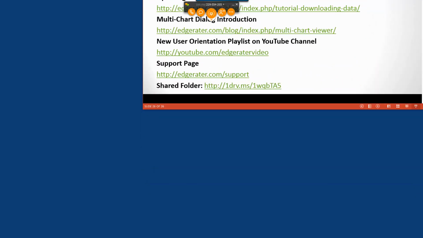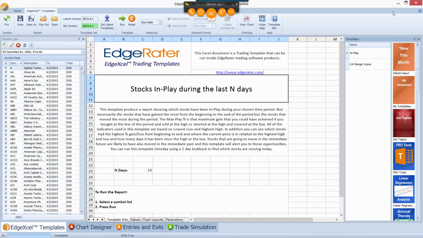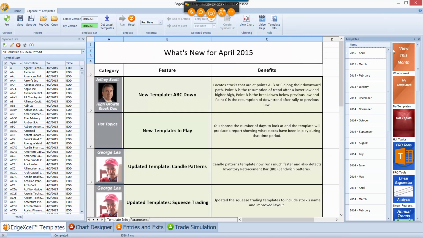Okay, so having said that, let's get into applying EdgeRater to your trading. So I talked about templates, and one of my favorite templates, which is actually a brand new template, was just released in, I think, April. So if we look under new this month, April, we'll see all of the new templates for April. And here are the two new templates that were released for April. The ABC down template, and then this in play template.